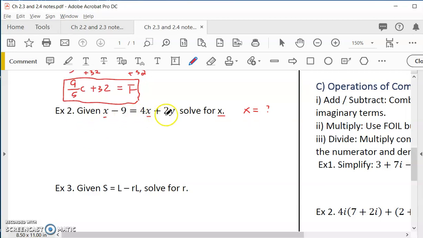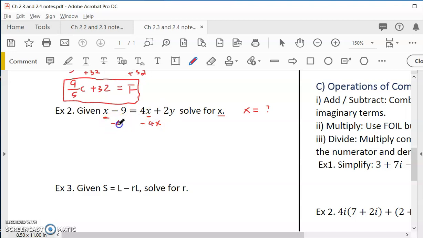So if I see this, I would say, well, this is an x term, this is an x term. Whenever it has that unknown variable, it's called an unknown term. So this has to be with this x on this side. So I would do minus 4x.